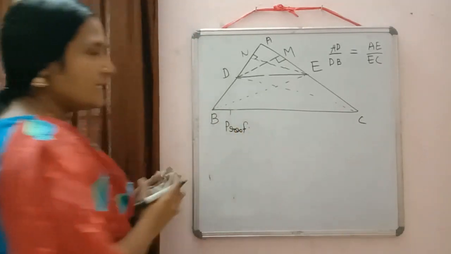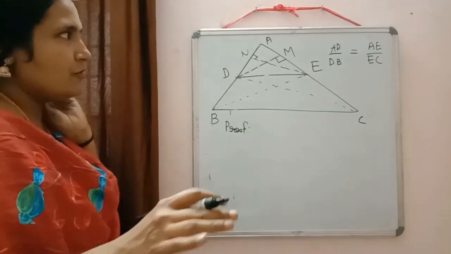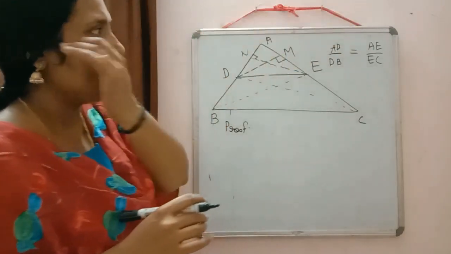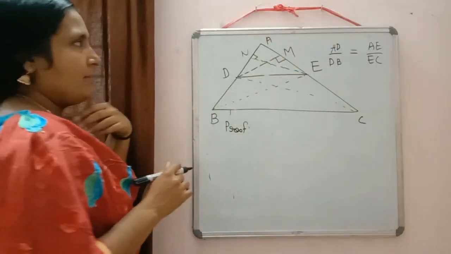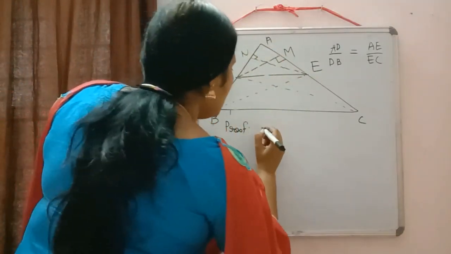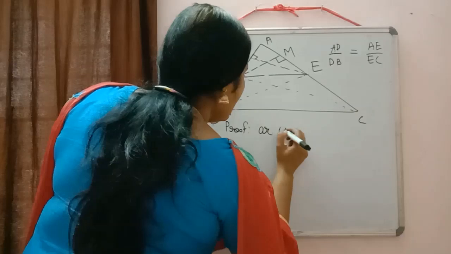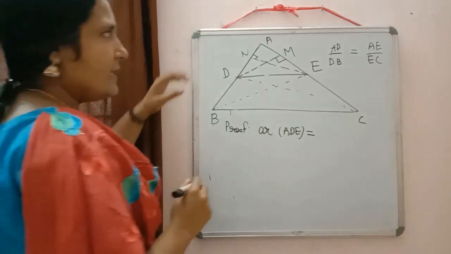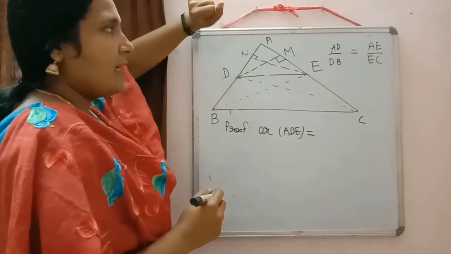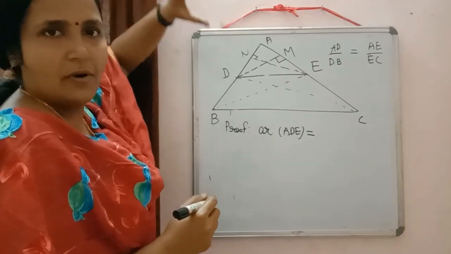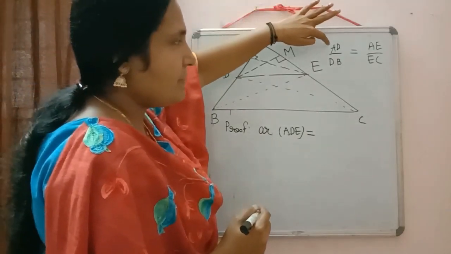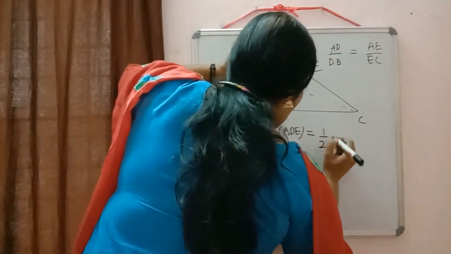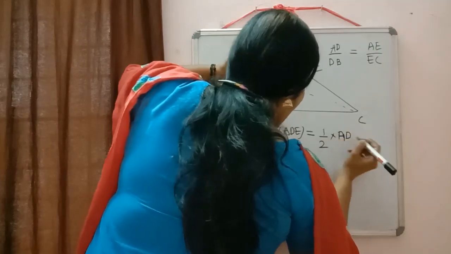So in proof we are using the concept of area, and we have to use in such a way that we should get this side AD, DB, AE and EC. So for that, first I am taking this triangle. Here we have the triangle ADE. Area of triangle ADE. We know formula for area of triangle is half into base into height. So first in the proof we want AD. So I am taking the base as AD. So half into base, that is equal to AD.